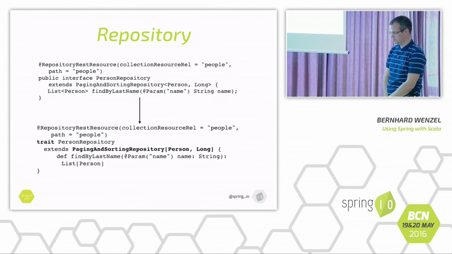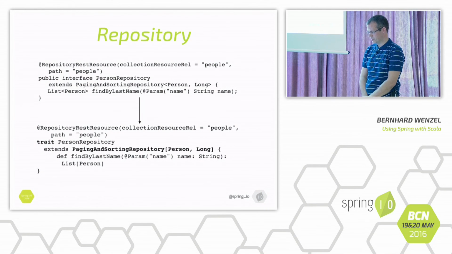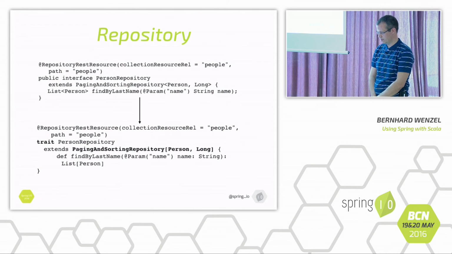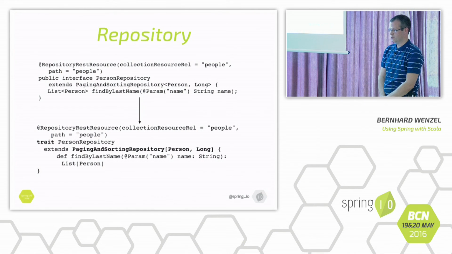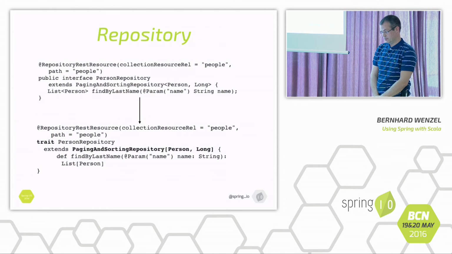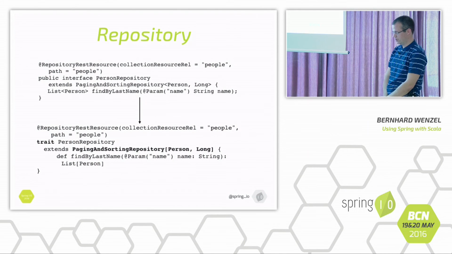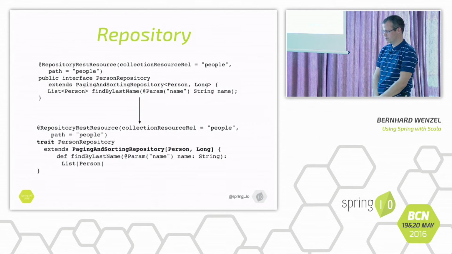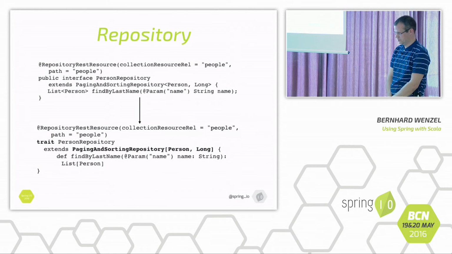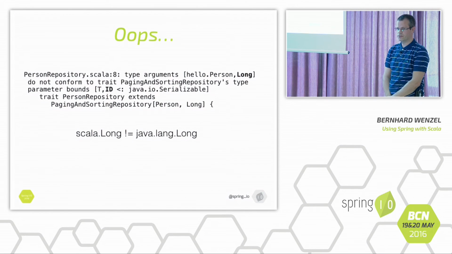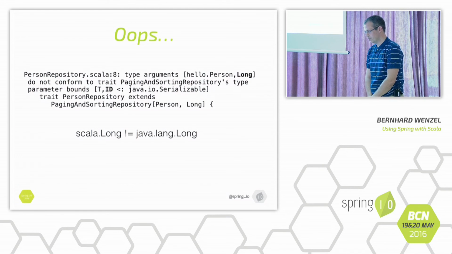Now in Java, easy. I just have the repository. I just pick one, the paging and sorting repository. I provide the person and the ID type. And that's it. And in Scala, we don't have interfaces, we have traits. And we also just extend the repository with person and long. However, if you run this, it won't work. We get an error message.